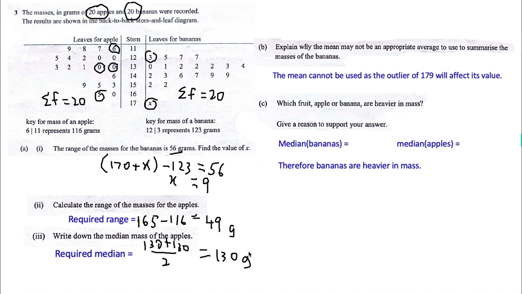Alright, now explain why the mean may not be an appropriate average. As we know, whenever the mean is not being used, it is because of an outlier. So just now we see that 179 is far away from the rest of the scores. Alright, so it's the one that will affect the mean. Therefore, it cannot be used.